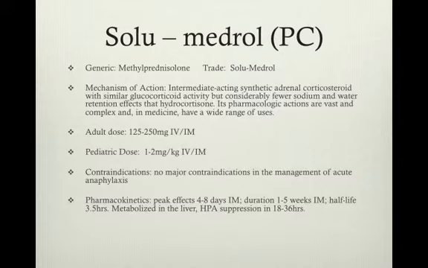Adult dose is 125 to 250 milligrams IV or IM. Pediatric dose 1 to 2 milligrams per kilogram IV or IM. Contraindications: no major contraindications in the management of acute anaphylaxis. We also use it for anaphylaxis to decrease the cellular mediated response. Pharmacokinetics: peak effects 4 to 8 days IM. Duration 1 to 5 weeks IM. Half-life 3.5 hours. Metabolized in the liver. HPA suppression in 18 to 36 hours.